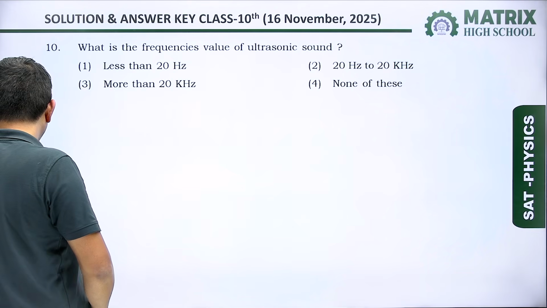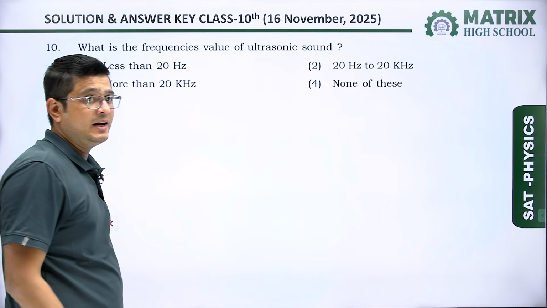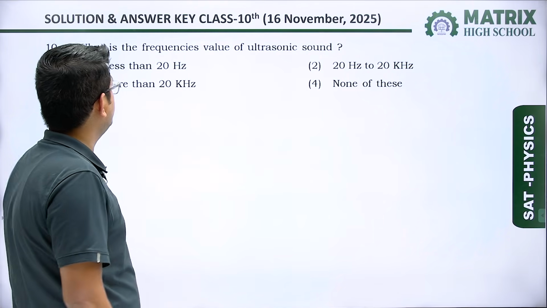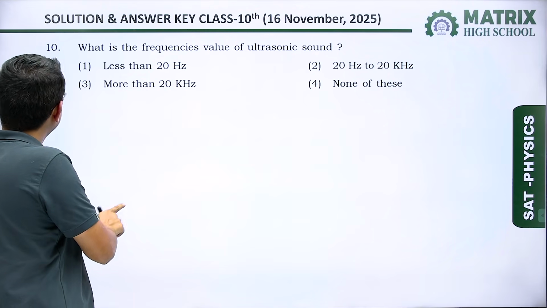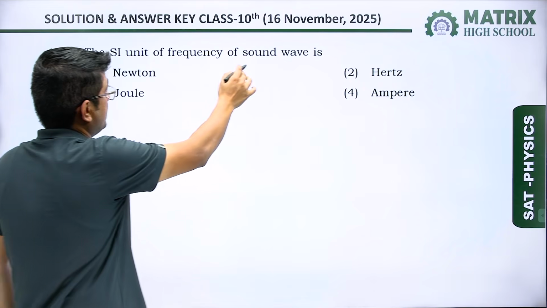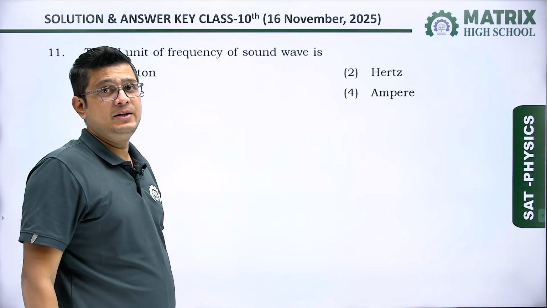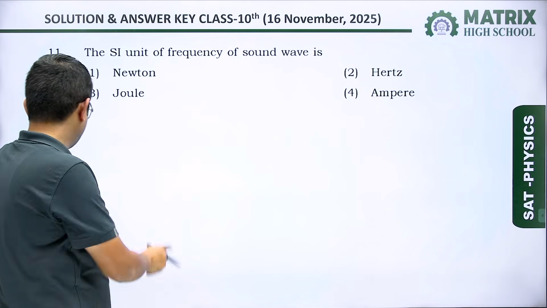Okay, next question, number 10. What is the frequency value of ultrasonic sound? We know that the frequency value of ultrasonic sound is more than 20 kilohertz. So option 3 is our correct answer. Next question, number 11. The SI unit of frequency of a sound wave is, as we know, hertz. So option 2 is our correct answer.